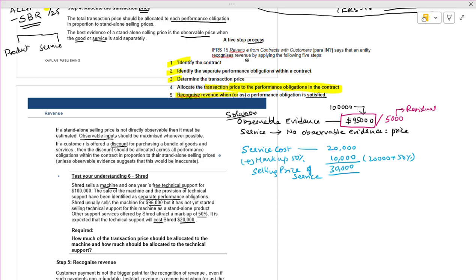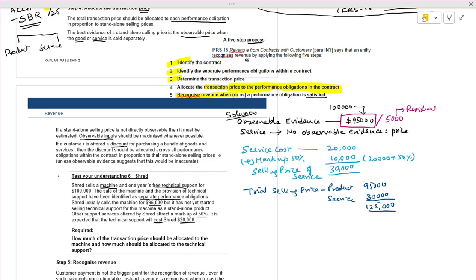Now, what is the total selling price? See, step by step, very easy, is it? Total selling price will be how much? Total selling price will be product 95,000. Service will be how much? Service will be 30,000. It comes to 125,000. Is it?